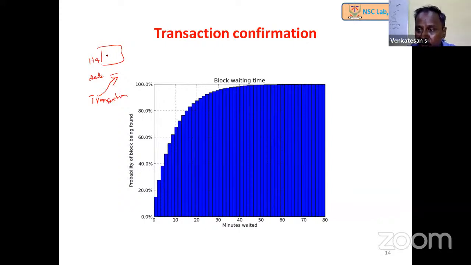We can spend that transaction, but we should not spend. The reason is the consensus protocol getting used here, again I repeat, proof of work is not really a consensus protocol, but we call it consensus. Proof of work is a probabilistic consensus protocol. So there is no guarantee that the block that has the transaction in it will be part of the main chain.